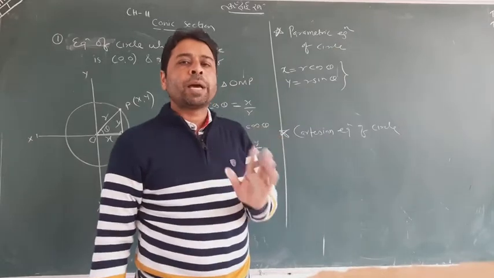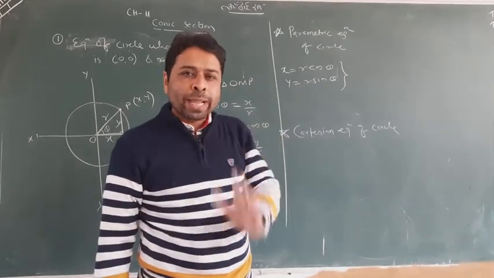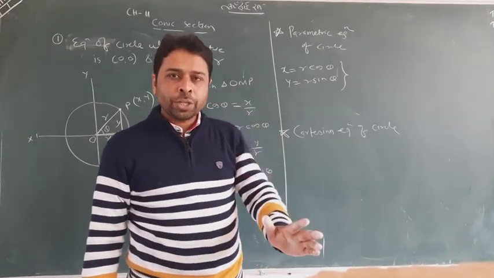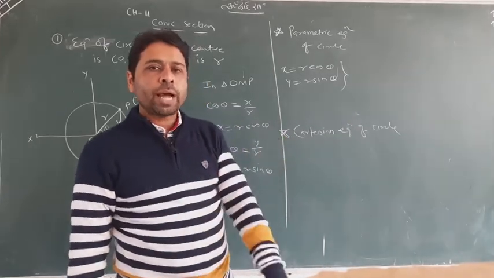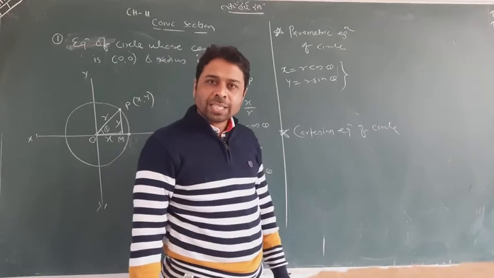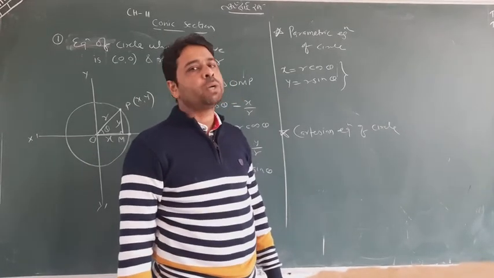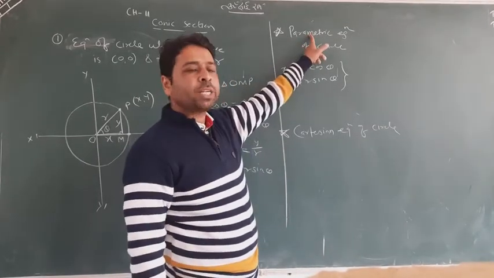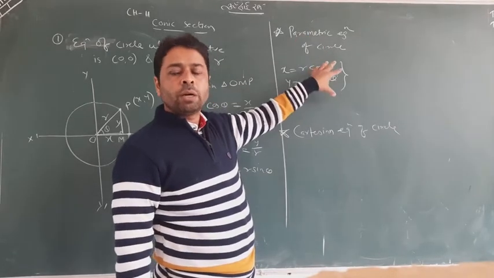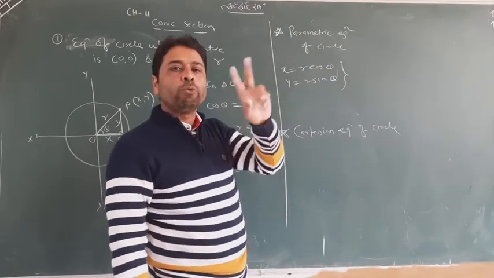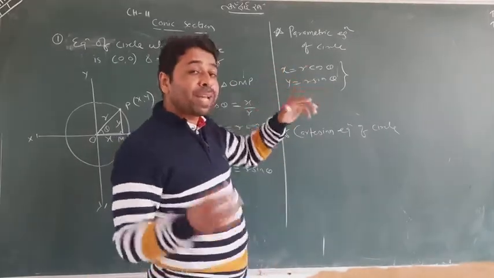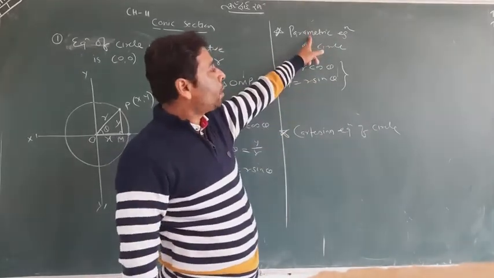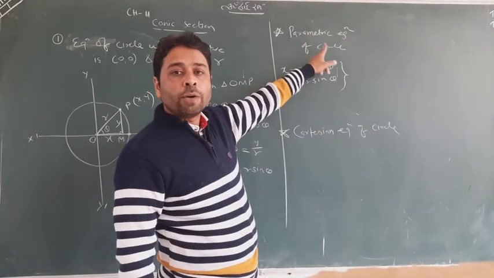Now keep in mind, again I want to tell you, in class 12th, in differentiation, it will come. So you should know that the parametric equation of a circle is x equal to r cos theta, y equal to r sin theta. A parametric equation is always shown by two variables: x equal to and y equal to. So these two together are called the parametric equation of a circle.